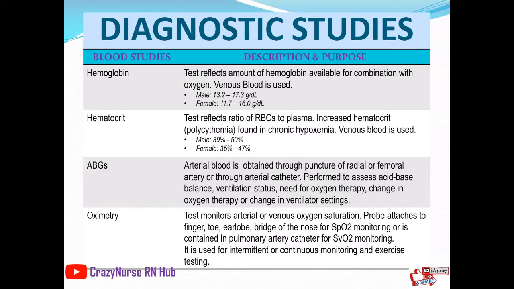Also, we have your oximetry. This test monitors arterial or venous oxygen saturation. Probe attaches to finger, toe, earlobe, bridge of the nose for SpO2 monitoring or is contained in pulmonary artery catheter for SvO2 monitoring. It is used for intermittent or continuous monitoring and exercise testing.